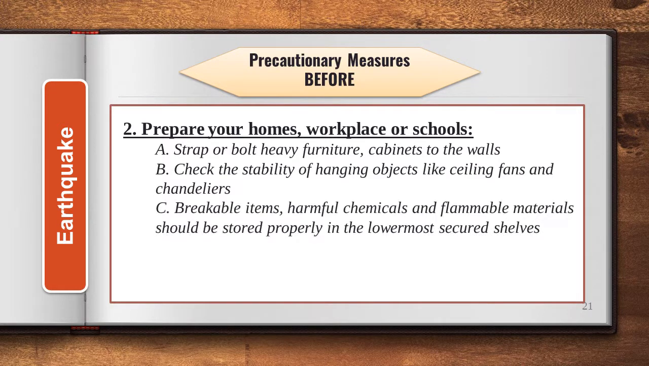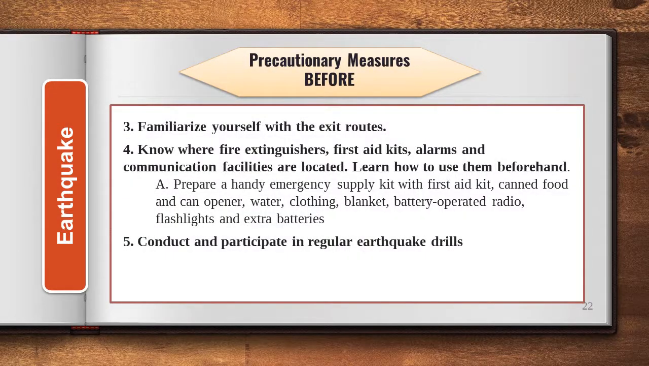And also breakable items, harmful chemicals, and flammable materials should be stored properly in the lowermost secured shelves. Most of the time, we put them on top just for the young ones not to reach them. However, it must be on the lower and secured shelves of our cabinets. Number three, familiarize yourself with the exit routes. You must know where to go if a fire happens in your locality or in your building.